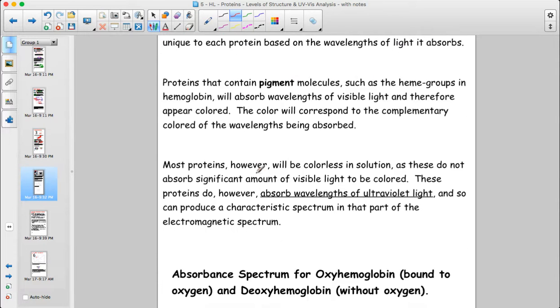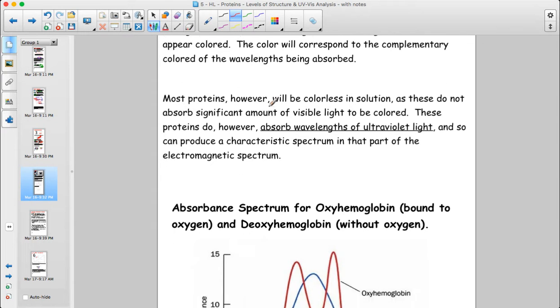So some proteins are going to contain pigment molecules. Pigment molecules, as we'll go into in more depth later, are things that give molecules color. And so things like heme groups inside of hemoglobin are pigments. It's one of the reasons why blood has a color. So pigment molecules will absorb visible light and therefore appear colored because you're going to see the complementary color to whatever's being absorbed, just like back in the transition metal topic.